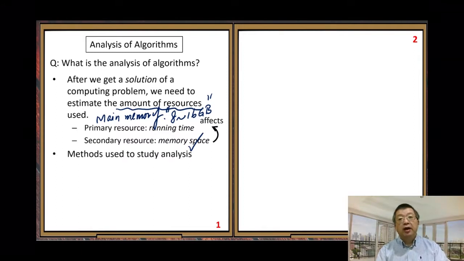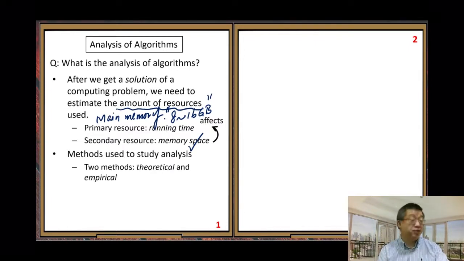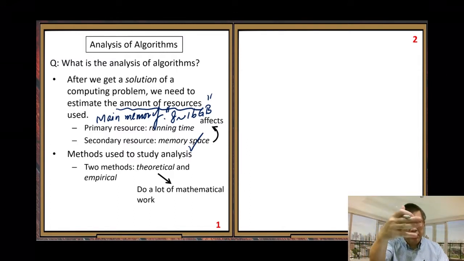Next, let's look at the methods used to study analysis. Basically, there are two methods: theoretical and empirical. For the theoretical analysis, that's typically what we are doing in this class. Frequently, after we get a solution, we will do mathematical analysis, a lot of work in mathematics. That's the theoretical analysis. But sometimes empirical analysis is also important.